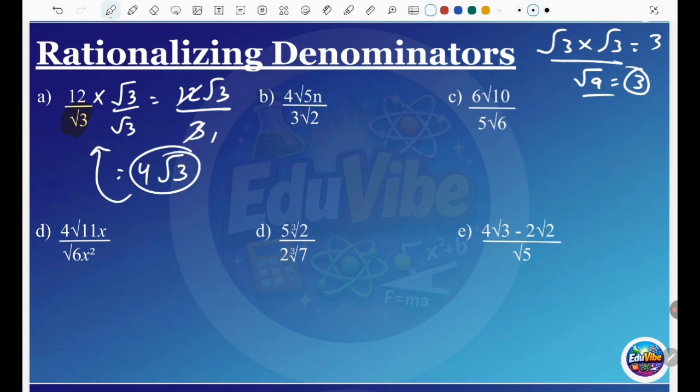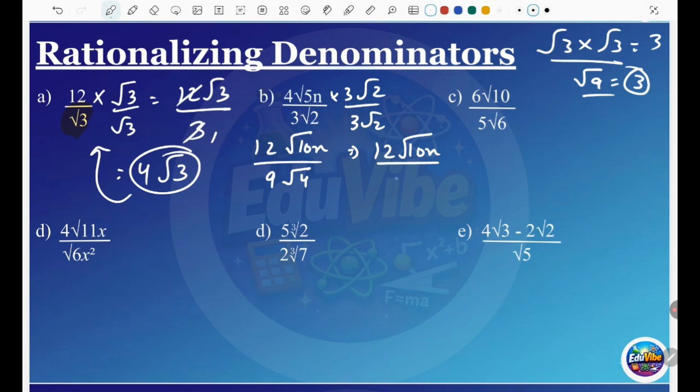That's the answer. Next one, 4 root 5 upon 3 root 2. So divide and multiply the numerator and denominator by 3 root 2. So 4 times 3 is 12, 5 times 2 is 10, and then we have 9 times 2, which is 18. You can solve this, so it's 2 upon 3. That's the answer.